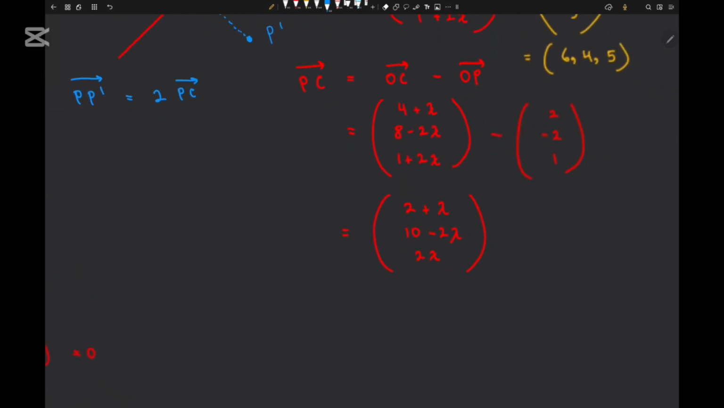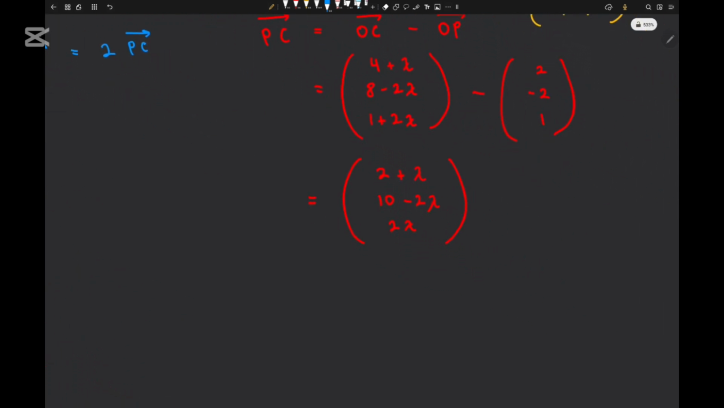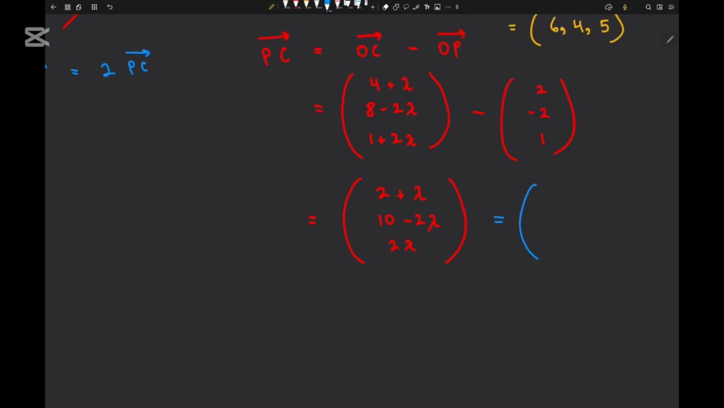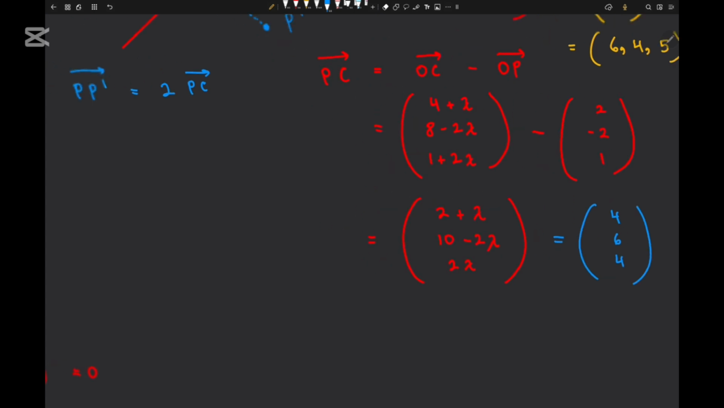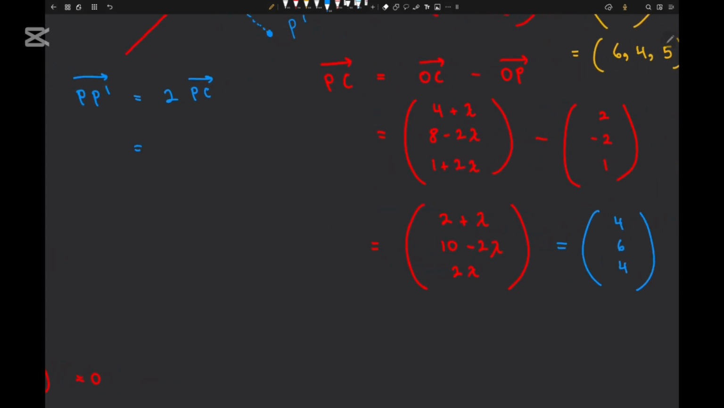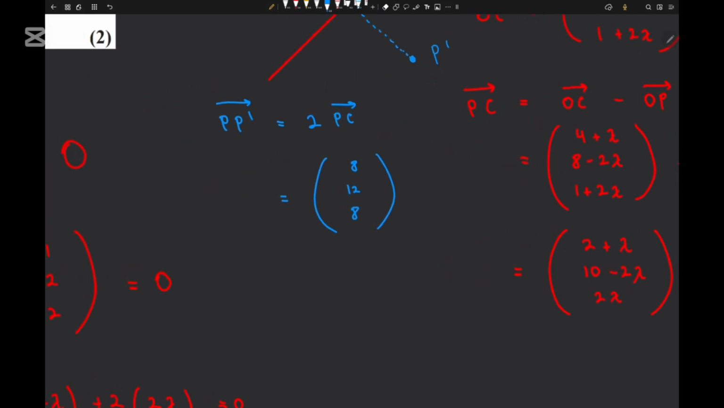Now we just need to find out the value of PC vector. We know that at point C the value of lambda is 2. So if we substitute the value of 2 into the PC vector's equation, this will be (4, 6, 4). So this is the PC vector. We just need to multiply it by 2. So this should give us a value of (8, 12, 8). So this is the P prime vector. Now we just need to find out the value of OP prime vector.